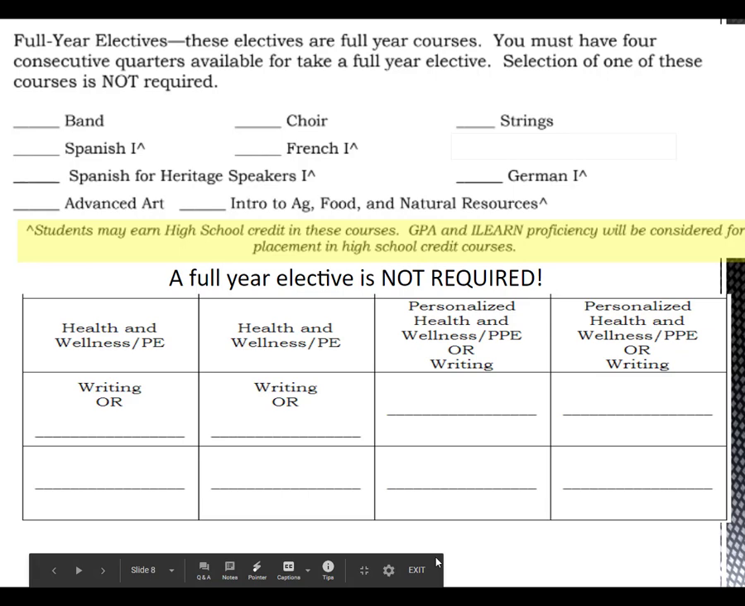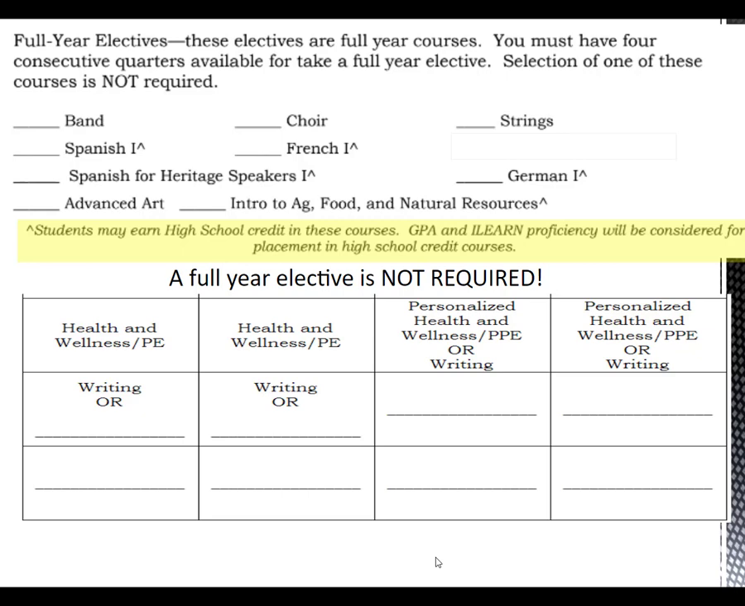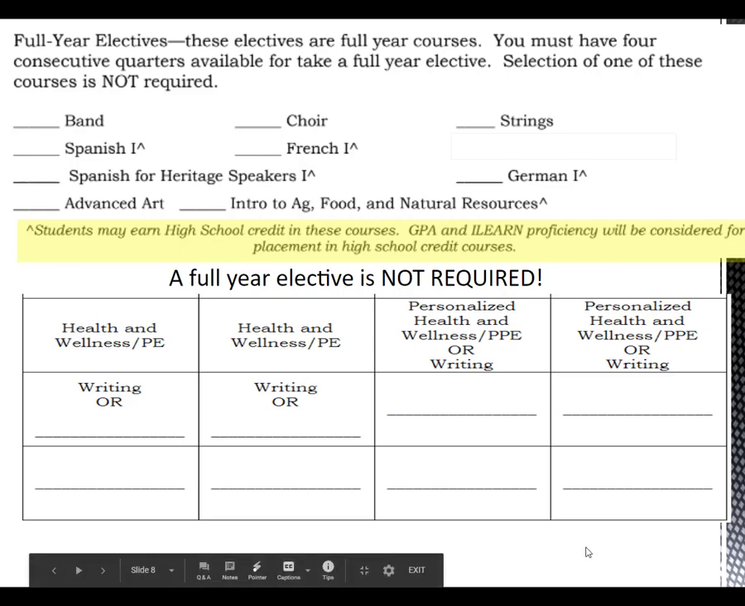And in the world language classes, you have to have a B- or higher to go on to Spanish 2 or German 2. So it's important that you earn those A's and B's in those classes.